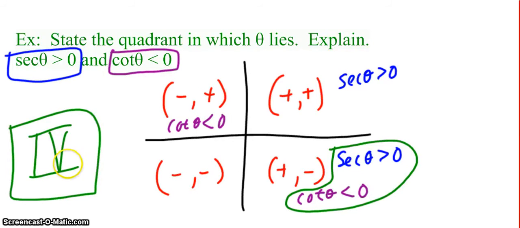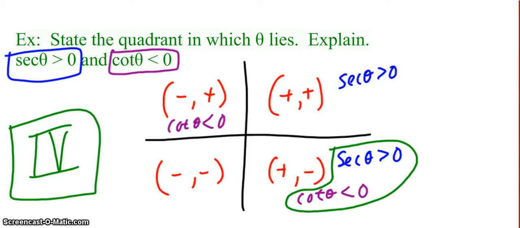Alright, so hopefully you came up with that this theta should lie in quadrant 4. And when we say theta lies in quadrant 4, remember, what we're actually saying is the terminal side of theta is in quadrant 4. So if that was confusing to you, I apologize. But that's what we're referring to when we say theta lies in quadrant 4. It's the terminal side is in quadrant 4. How do I know that?